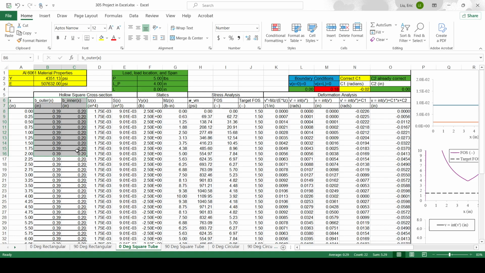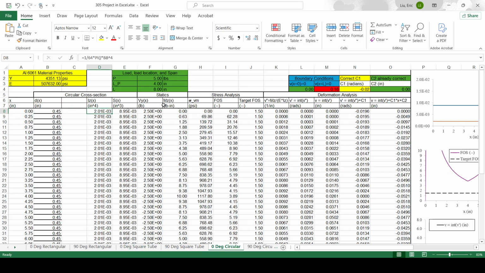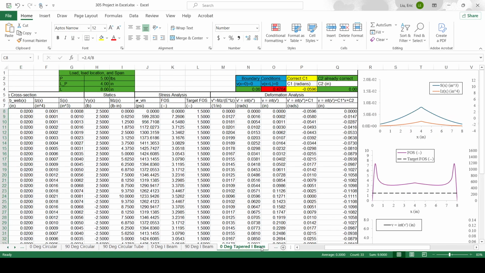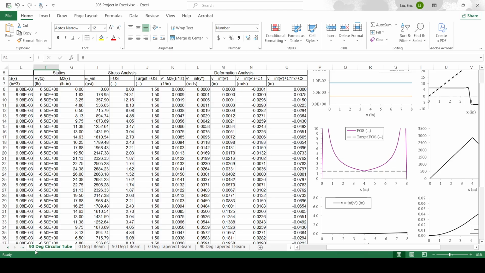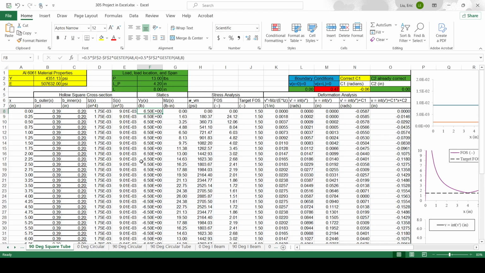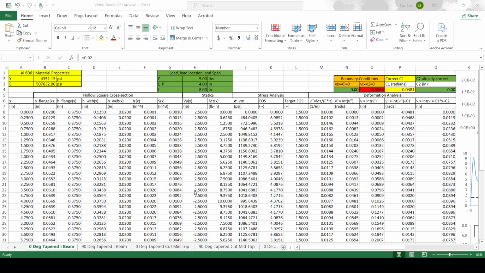For the hollow square tube, we have an outer base length and an inner base length. And for a circular cross-section, a filled circular cross-section, there's only one diameter. But our design that we ended up choosing is a hollow tube, which is not on this Excel. I'll pull up that Excel in a bit. But first, let's explain. Actually, I'm just going to pull it up right now. All right. There we go.